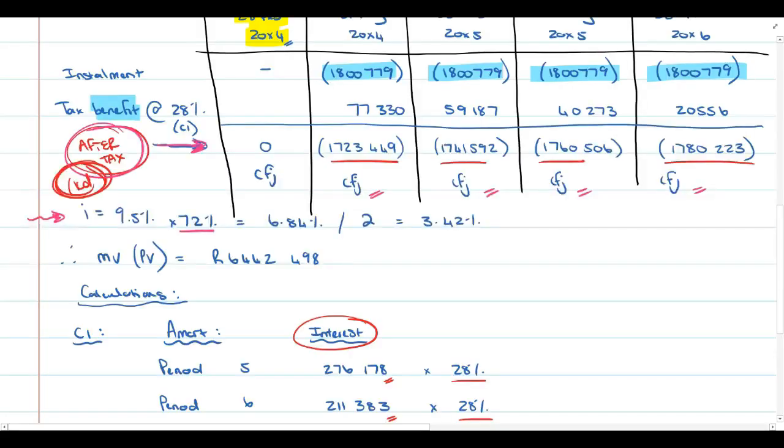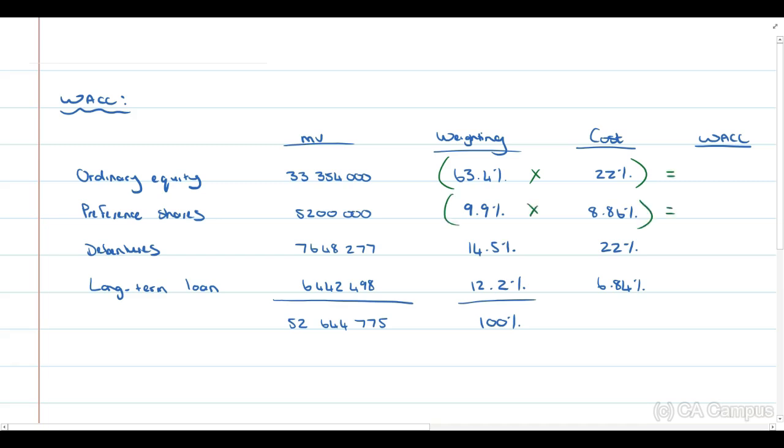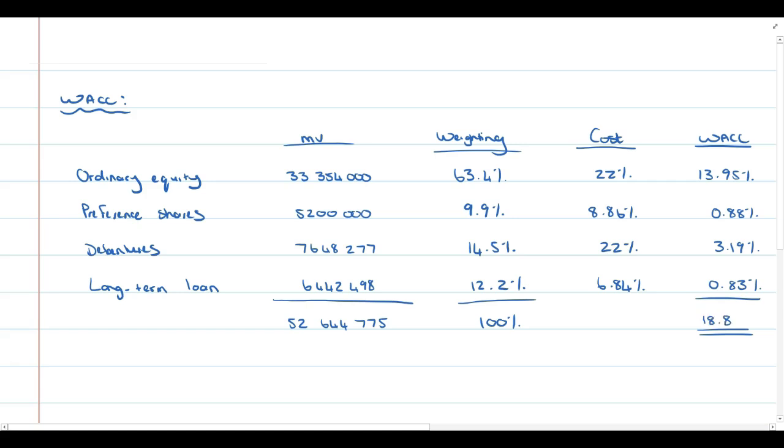And then lastly, for the long-term loan, please note, you now need that annual rate. We want the after-tax cost of debt, not the rate for a 6-month period, but the annual rate of 6.84%. All right, and we can then calculate our weighted average cost of capital. So all you need to do is you take the weighting, you multiply by the cost, and that gives you your WACC. And you do that for each type of finance. So we get a weighted average cost of capital of 18.85%.